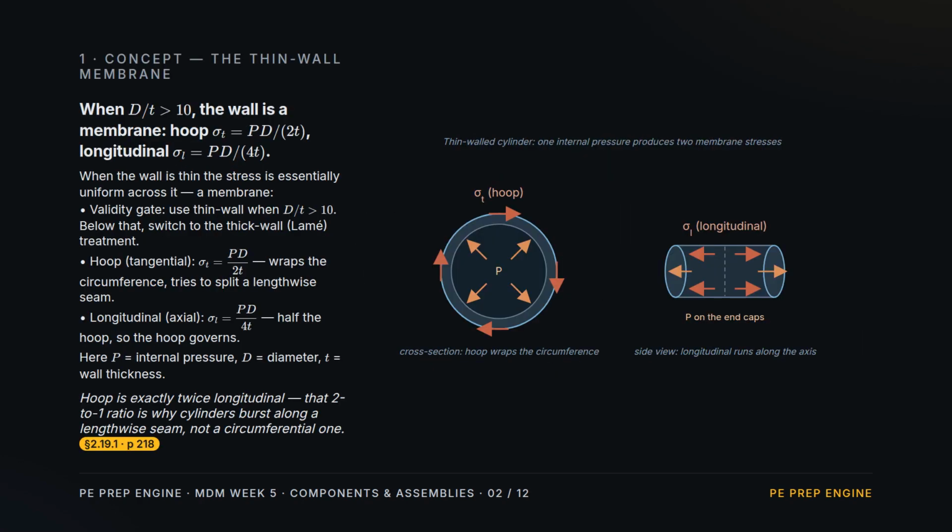Concept 1. The thin wall membrane. When the diameter to thickness ratio is greater than 10, treat the wall as a thin membrane. Hoop stress is pressure times diameter over 2 times thickness. Longitudinal is pressure times diameter over 4 times thickness. So the hoop is twice the longitudinal and governs. That's why cylinders split along a lengthwise seam.